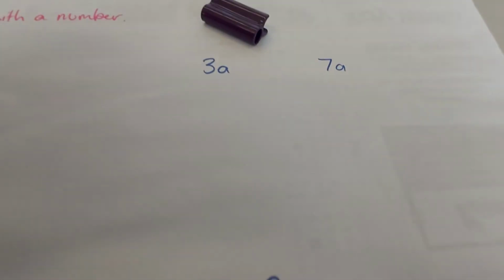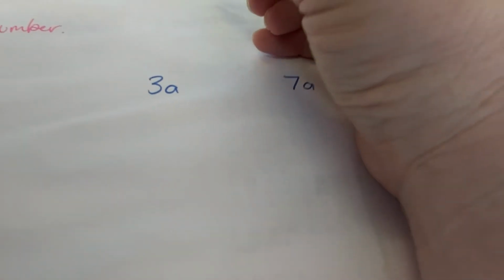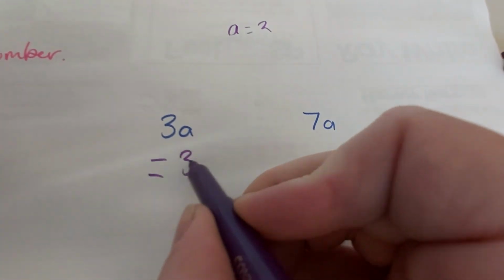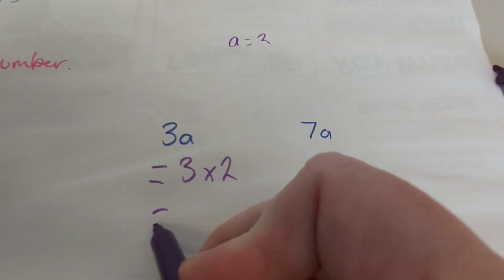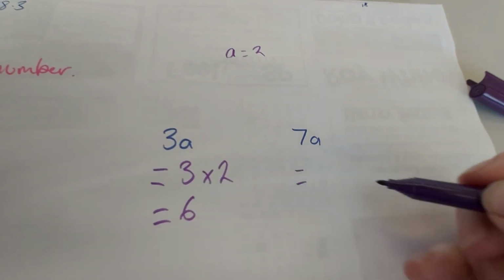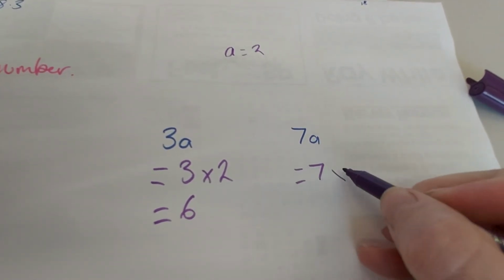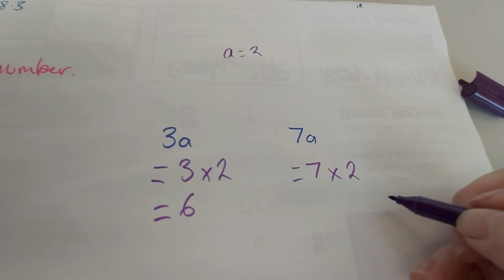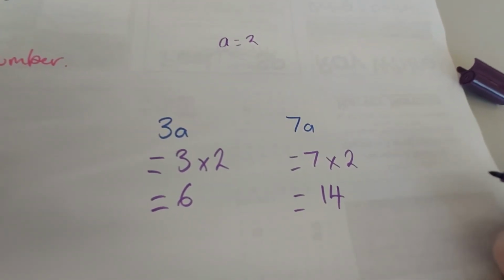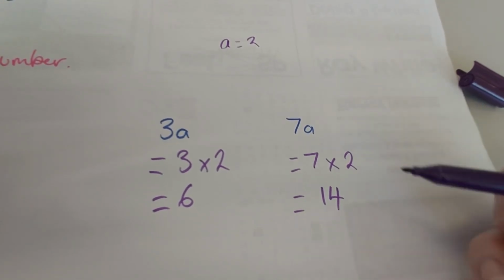So my first one there is 3a. All right. Now, if you remember there, A was equal to 2. All right. So this is going to mean 3 times 2. Very easy. Looking at the second one, 7a, 7 times 2. Nice and easy, okay? Everybody can have a go at those ones.